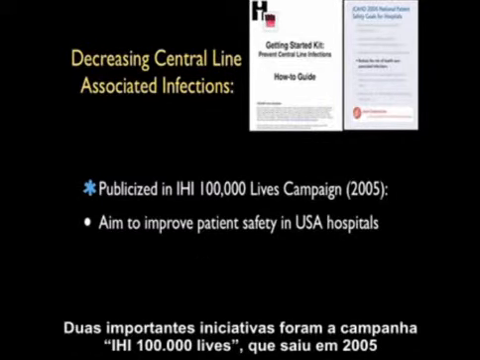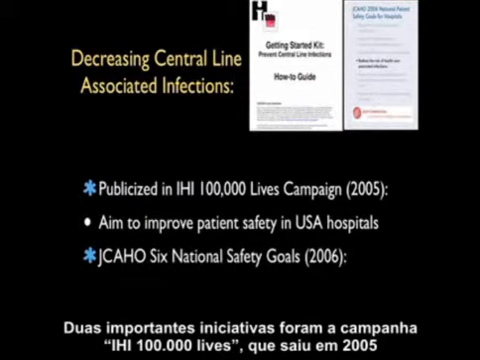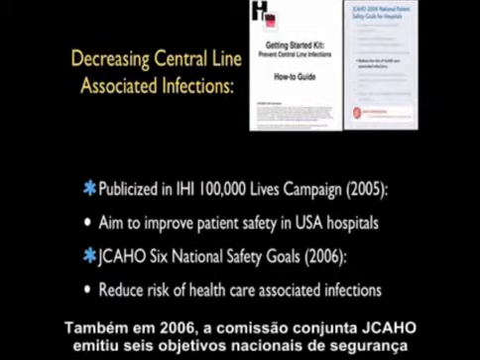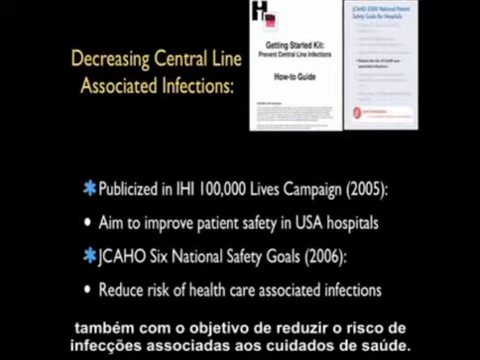Two major initiatives were the IHI 100,000 Lives campaign, which came out in 2005 with the aim to improve patient safety in all USA hospitals. Also in 2006, the Joint Commission's JCO came out with the 6 national safety goals, also with the aim of reducing risk of healthcare-associated infections.